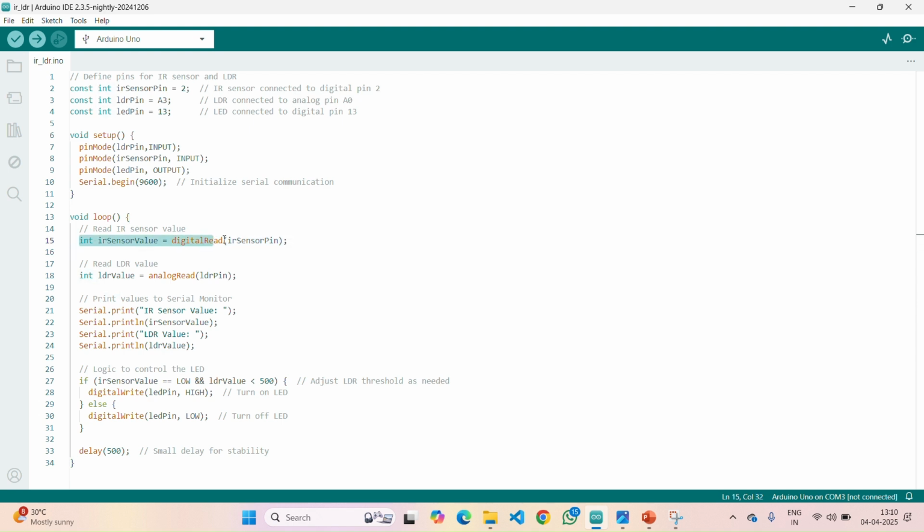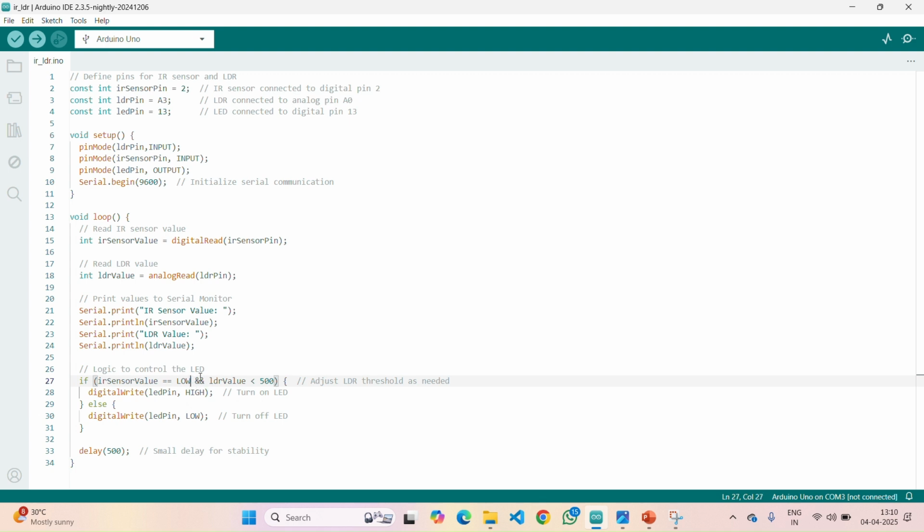Now I have read the IR sensor pin value using the digital read function and the LDR pin value using the analog read function, as this is the analog sensor and this is the digital sensor. I am going to print those values in the serial monitor, which you can see at the time of execution. And here we are writing the condition for when the LED should be on. If the IR sensor value is low, that means motion is detected, and the LDR value is less than 500, in such a case only it should be high.